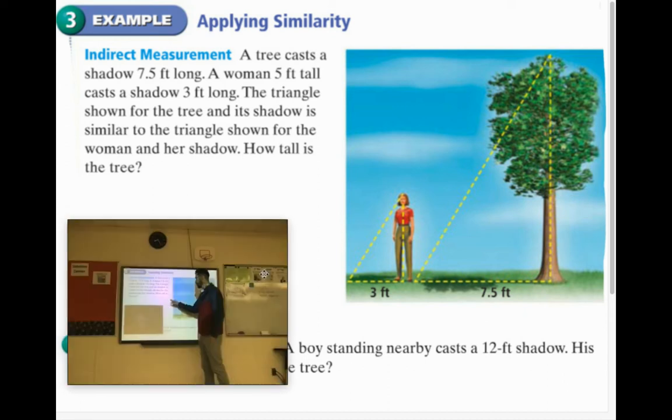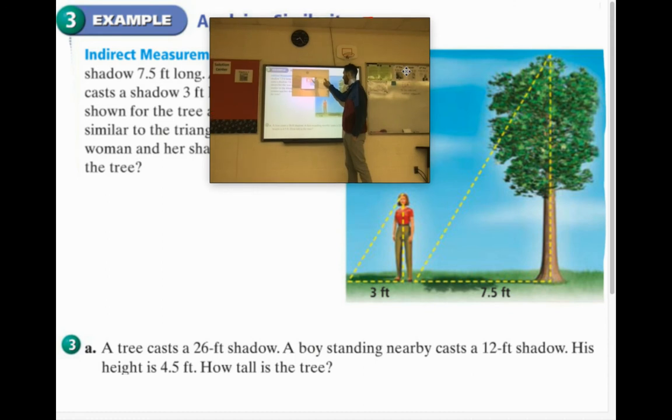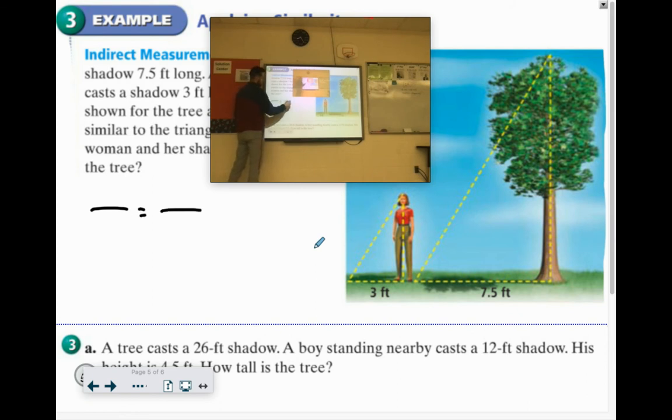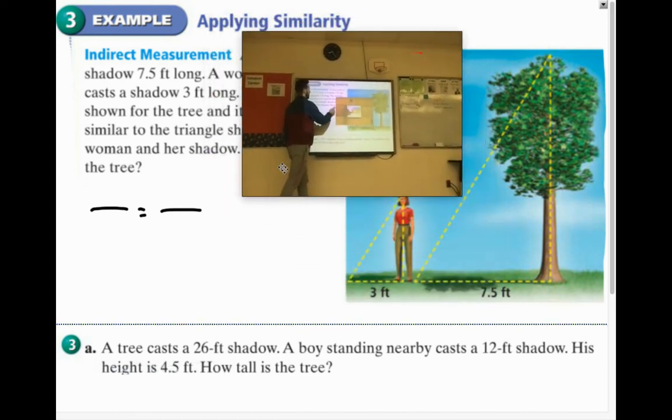So I'm going to move up here. We're going to set up a proportion. Again, you can set it up many ways, and it's still going to be good. But they said the woman was 5 feet tall. Oh boy. I should have read that first. 5 feet. Okay.